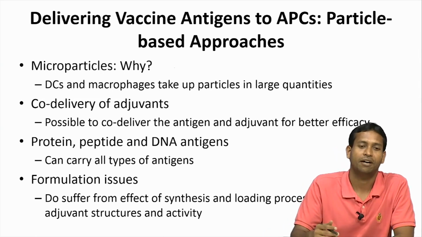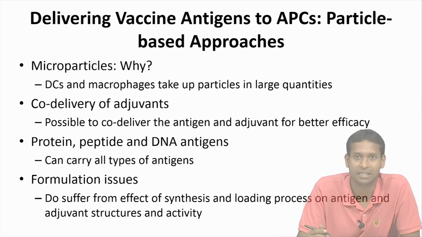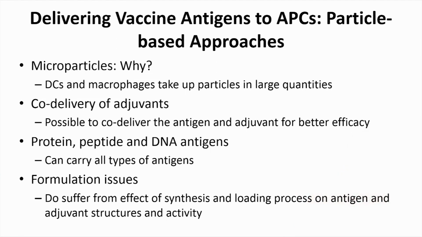Okay. So, now having done this, we are going to go to how we can use particles to deliver these vaccines. Delivering vaccines can be done through particle based approaches. And why do we want particle based approaches? First of all, micro and nanoparticles are widely used because these APCs, antigen presenting cells, like dendritic cells and macrophages, take up particles in large quantities.